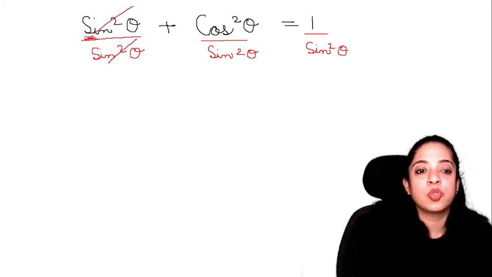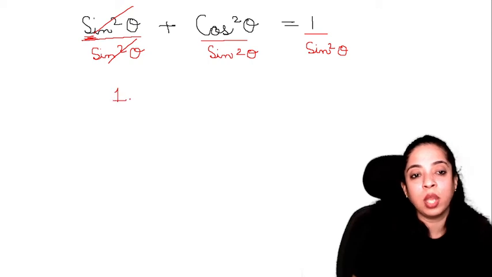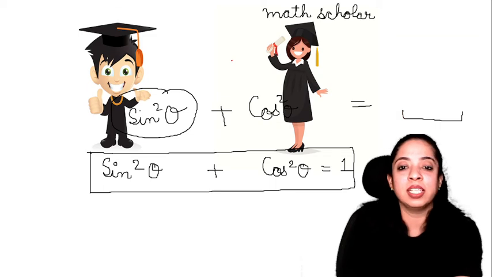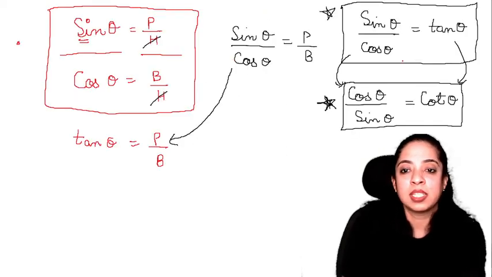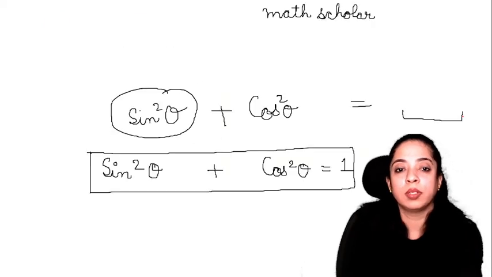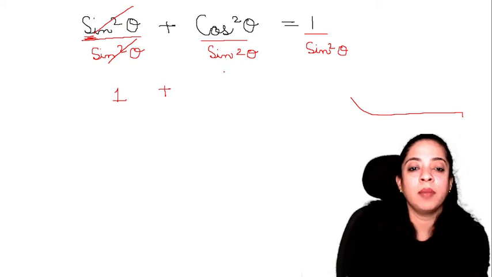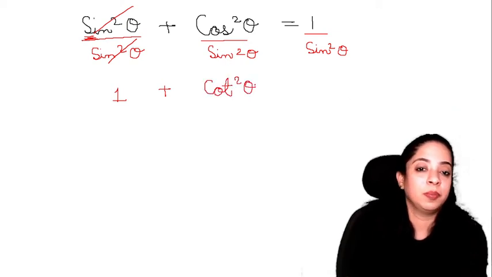So these two get cancelled, we get 1 plus... Now cos by sine, do you remember? We have done this. See, I'll go back. Cos by sine was equal to cot. So cos square theta by sine square theta will be cot square theta, isn't it?